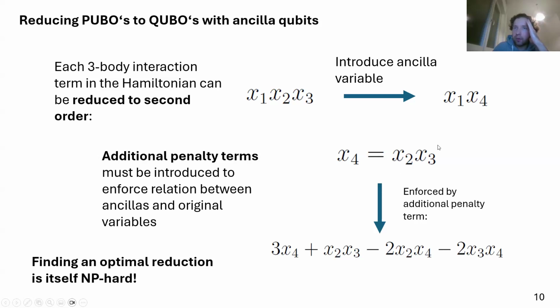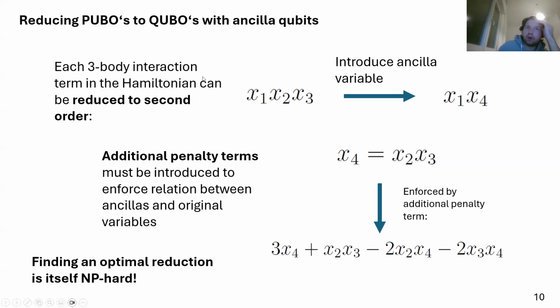But to enforce this equality, that x4 is always equal to x2 times x3, we need to add to the Hamiltonian additional penalty terms, which are given here at the bottom. This penalty term evaluates to 0 only if x4 equals x2 times x3 is given. Otherwise, there's a positive energy penalty. And introducing these additional slack variables is itself an NP-hard problem. But for the small system sizes that we considered here, we basically brute force the optimal solution to find the best mapping to a QUBO.